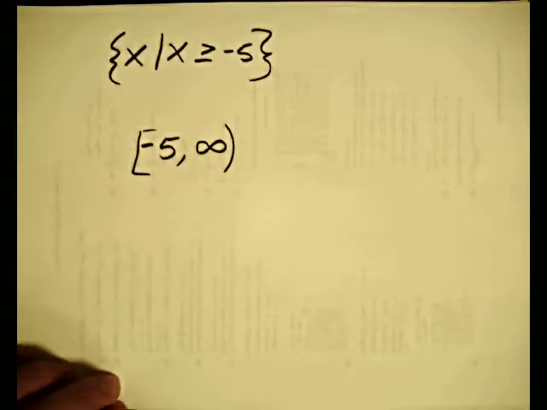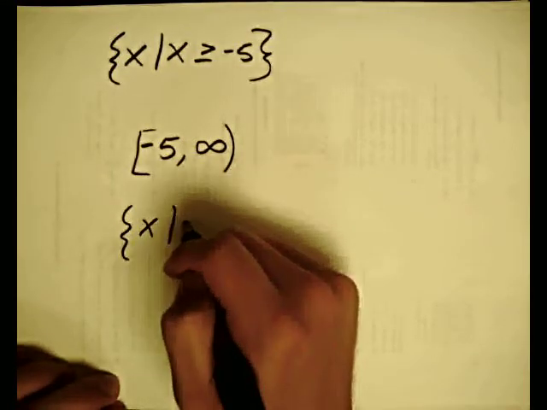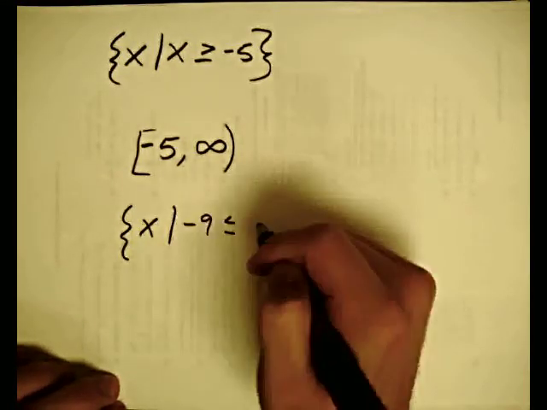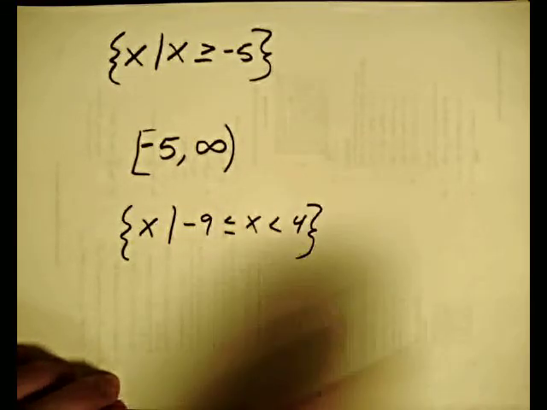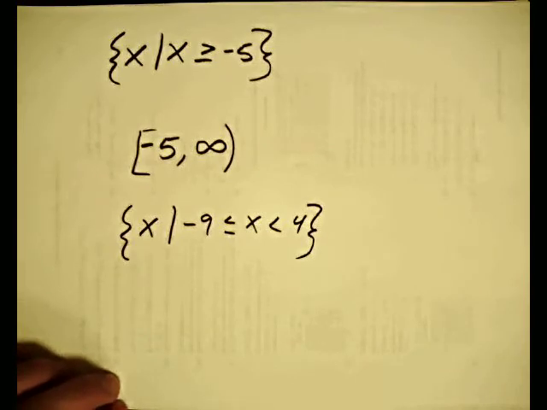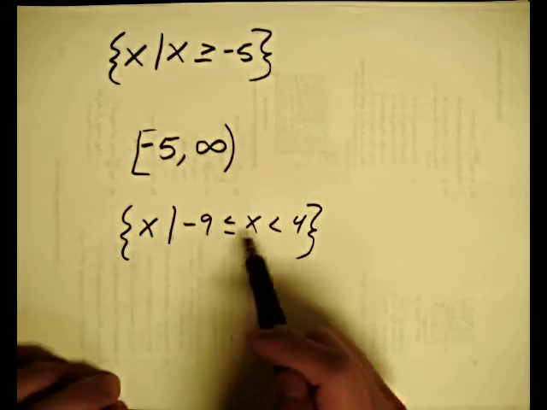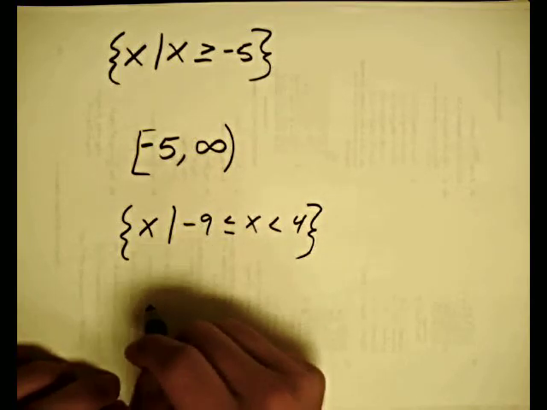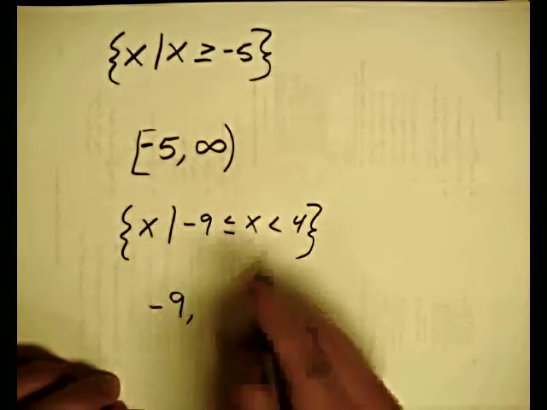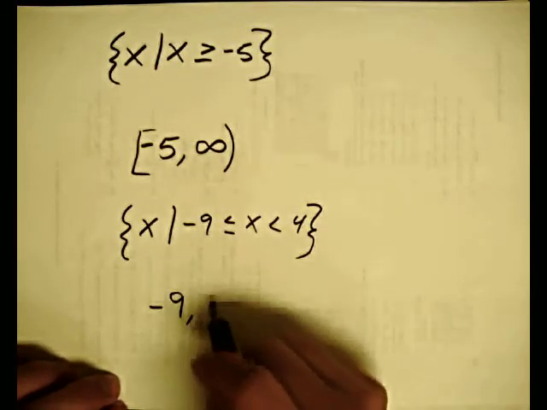Our next example, we have {x | -9 ≤ x < 4}. Again, start with what is the largest and smallest value for x. It says x has to be greater than or equal to -9, so that's the smallest x can equal. And it says x has to be less than 4. So in this one, there is a largest value. It's 4.